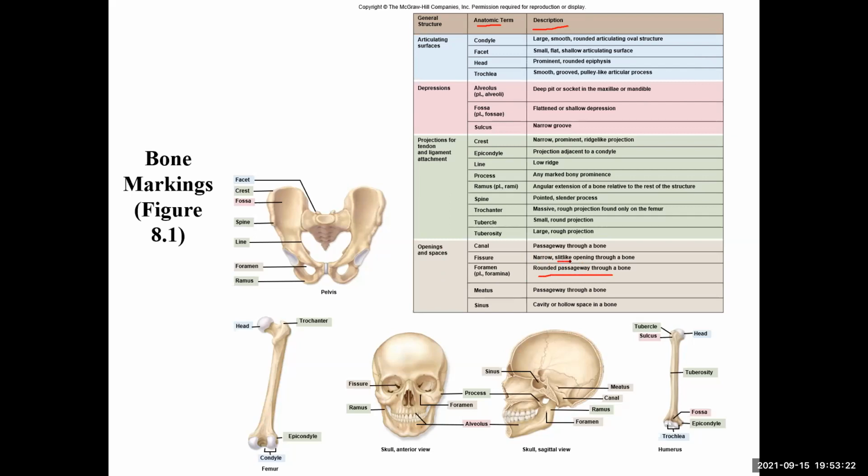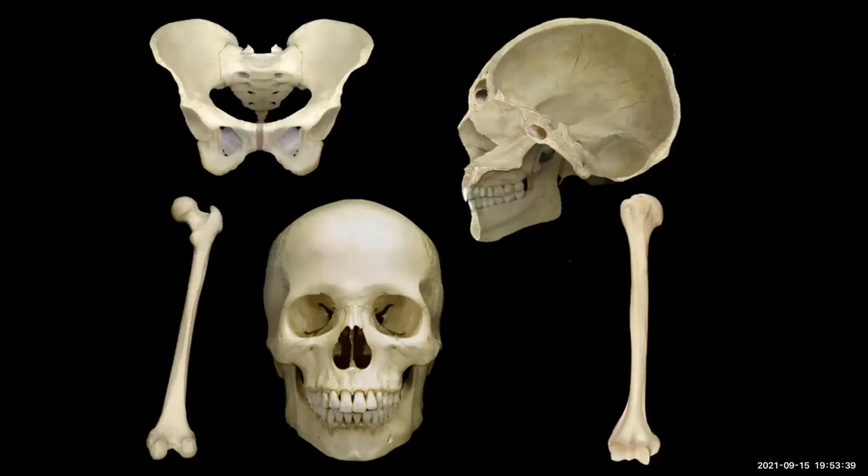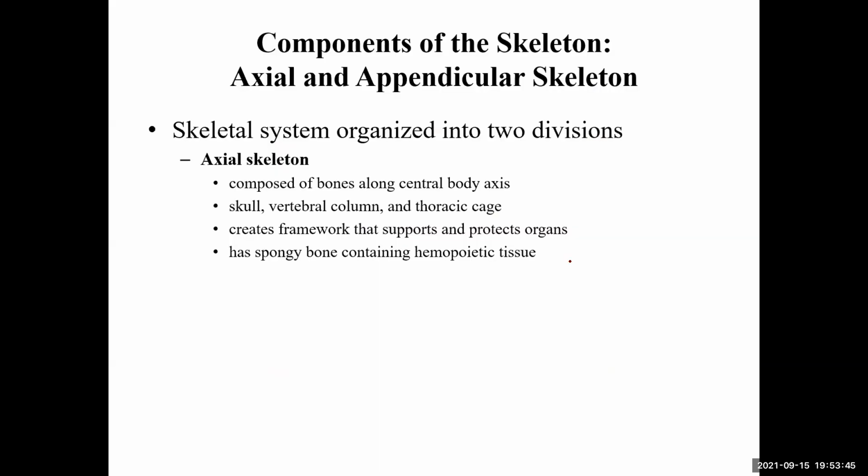So when you're looking at some of these structures and you're trying to figure out, right, what it is that you're looking at, if it looks like a slit, then you can say, oh, that looks like a fissure, and then maybe that might jar something in your memory. Oh, that's the superior orbital fissure or the inferior orbital fissure. All right, so all these different structures on the bones here, we're going to be able to identify.